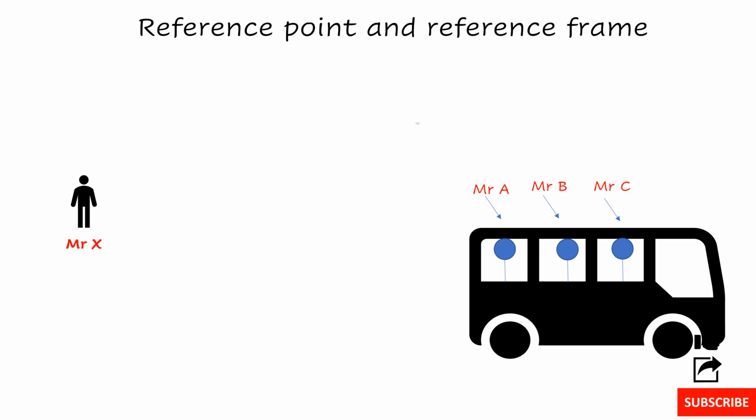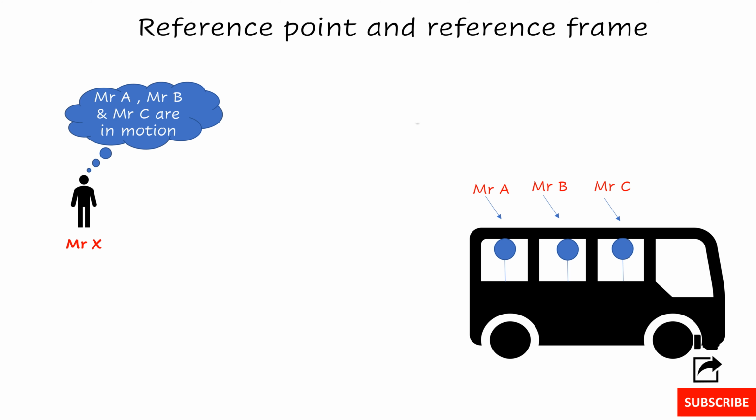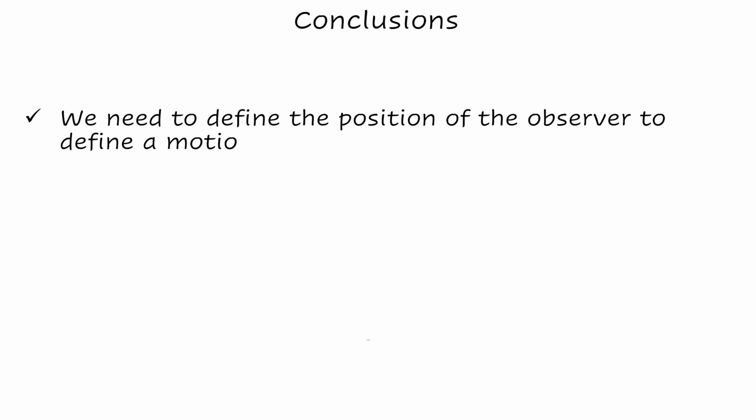Now we see Mr. X is stationary and he observes a bus carrying Mr. A, Mr. B and Mr. C. Mr. X sees that Mr. A, B and Mr. C are in motion. But Mr. C, as he is inside the bus, for him Mr. A and Mr. B are at rest because all of them are travelling with the same velocity. Thus, we need to define the position of the observer to define a motion.